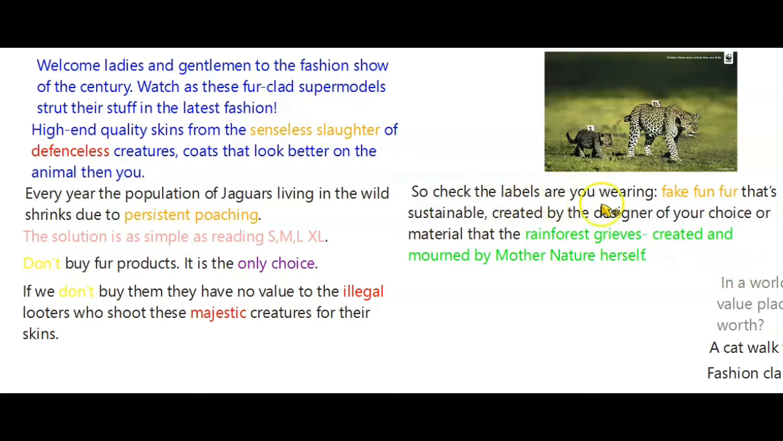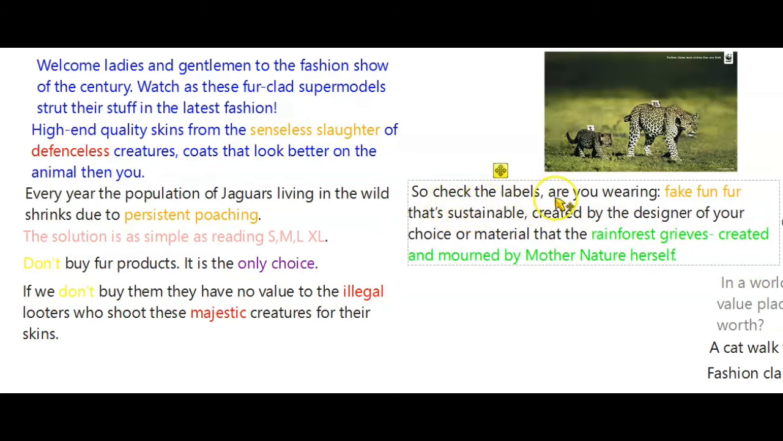So check the labels. I can see I need a comma. So check the labels. Are you wearing fake fun fur that's sustainable, created by the designer of your choice, or material that the rainforest grieves, created and mourned by Mother Nature herself? Now this is a rhetorical question.